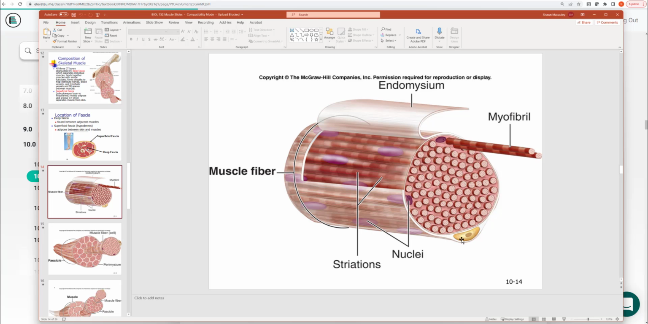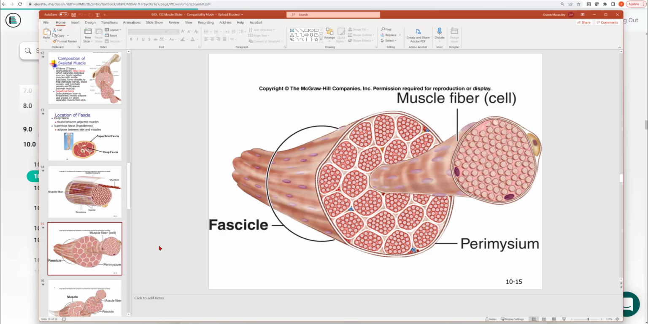There's also a cell out here. I'm just going to mention it. This is called a satellite cell. A satellite cell is a muscle stem cell. So if you damage your skeletal muscle, it does have the ability of regenerating or repairing itself. So these satellite cells, right, they're out in the periphery, like a satellite floating around the outside. And this is just a little clue that there are stem cells in your muscles.